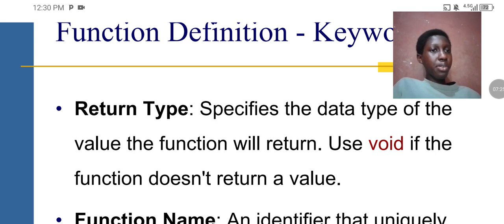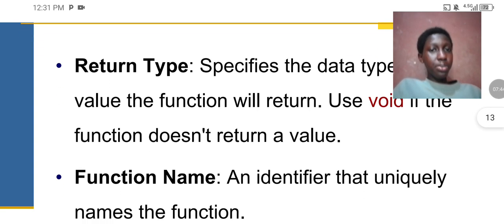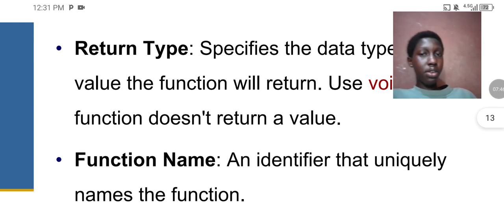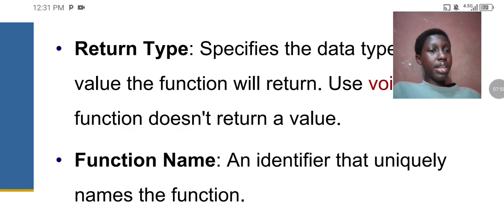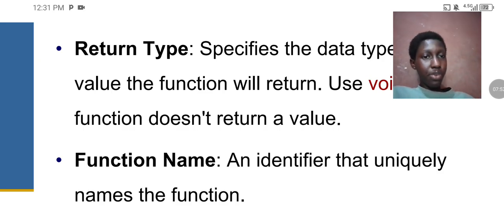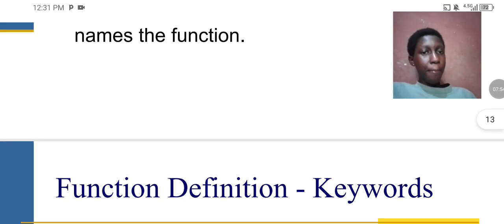For the return type, we say it specifies the data type of the value the function will return, as I said earlier. And you can use void if the function doesn't return the value. Void is also a data type, but it's of no particular data. It doesn't return any particular data type. It's just a syntactical data type, right? We also have the function name. It's an identifier that uniquely names the function, right?